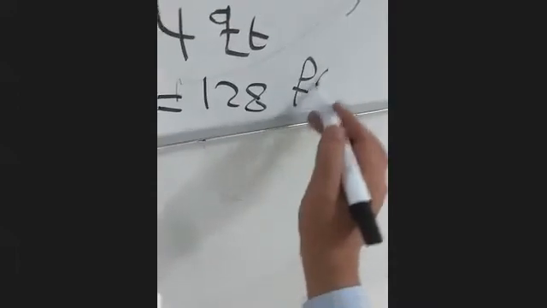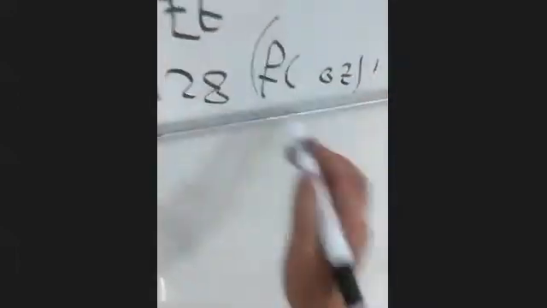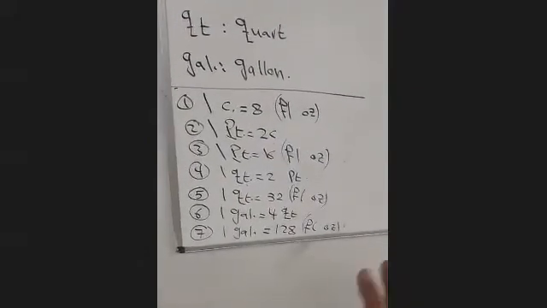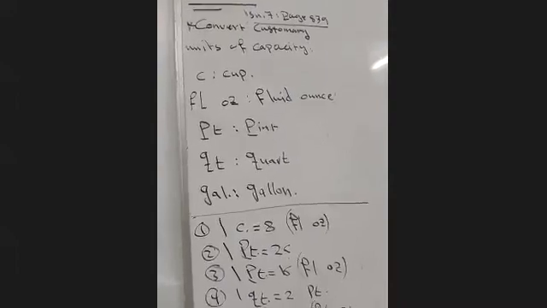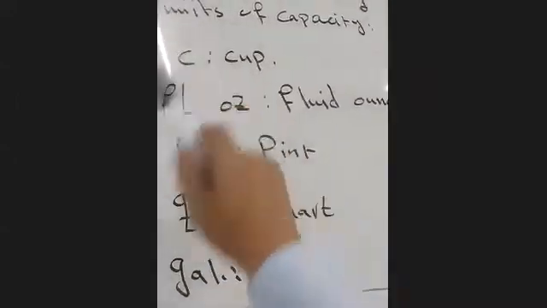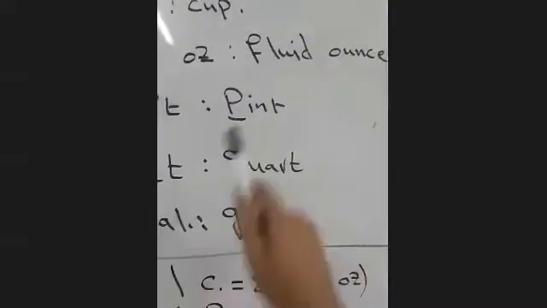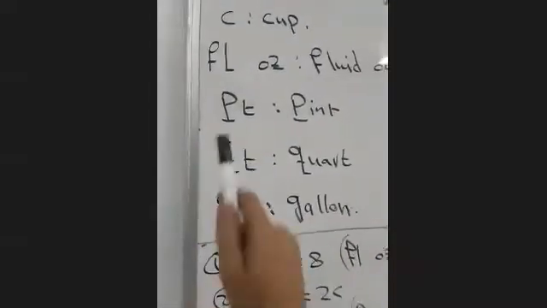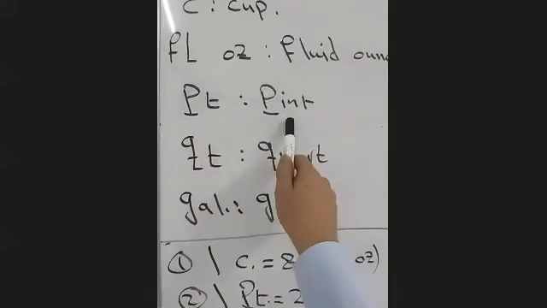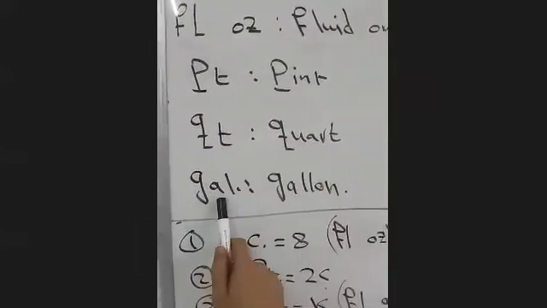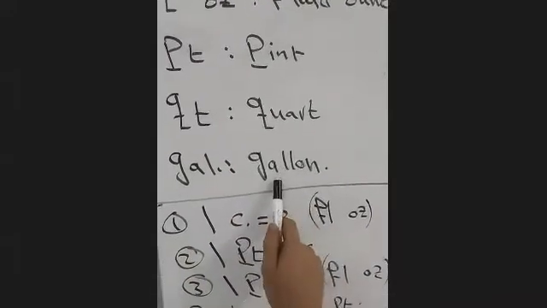128 fluid ounces. Now here, guys, we have 7 relationships or 7 formulas between the customary units of capacity. The first one, C, we call it cup. The second one, FLOZ, we read it fluid ounce. Then PT, we call it pint. QT, quart. GAL, gallon.